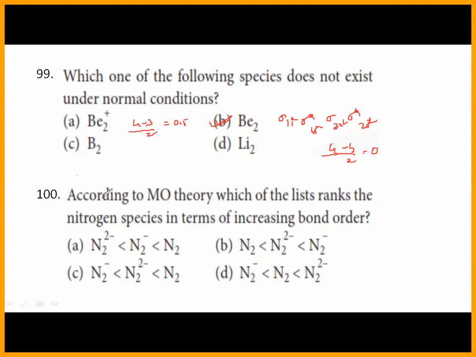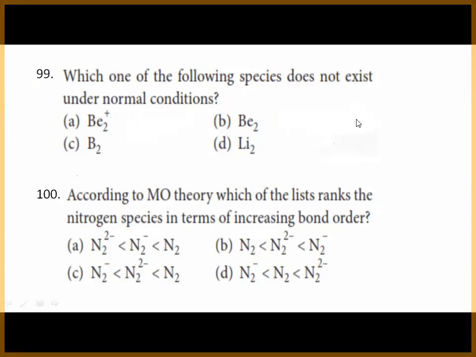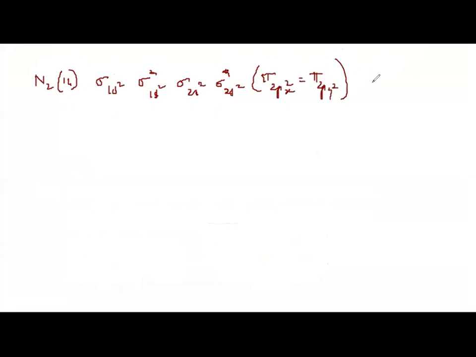According to molecular orbital theory, which of the list ranks the nitrogen species in terms of increasing bond order? Like how we have done for oxygen, let us do it for nitrogen, and keep in mind the things. N2 has 14 electrons: sigma 1s2, sigma star 1s2, sigma 2s2, sigma star 2s2, then pi 2px2 equal to pi 2py2, sigma 2pz2. Counting 2, 4, 6, 8, 10, 12, 14. Bond order is 10 minus 4 by 2, which is 3, and it is diamagnetic.